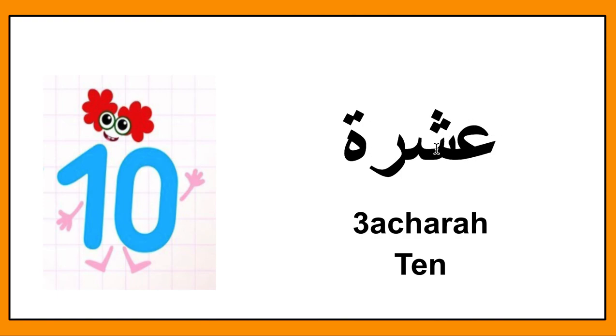عين شين راء تاء مربوطة. 10. Repeat, عشرة. عين, like, comes from the throat down there. شين and راء تاء. 10.